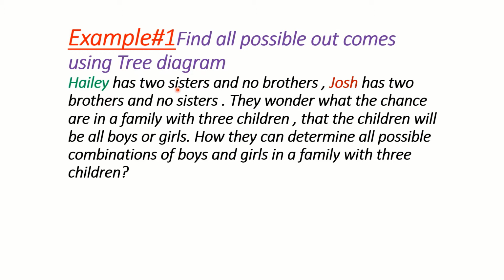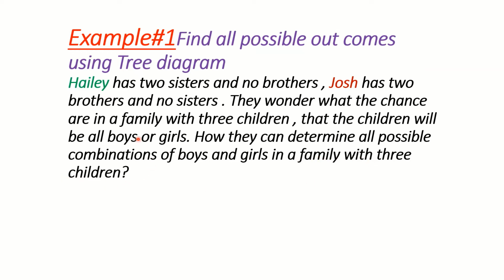Haley has 2 sisters and no brothers. Josh has 2 brothers and no sisters. They wonder what the chances are, in a family with 3 children, that the children will be all boys or all girls. How can they determine all possible combinations of boys and girls in a family with 3 children?